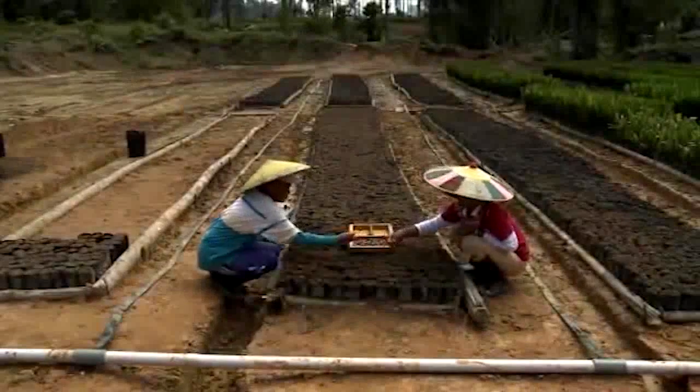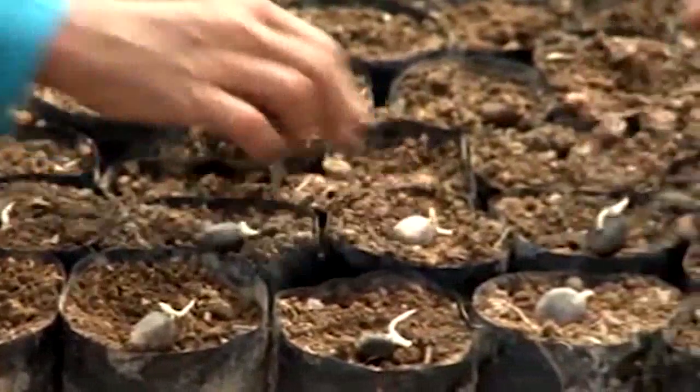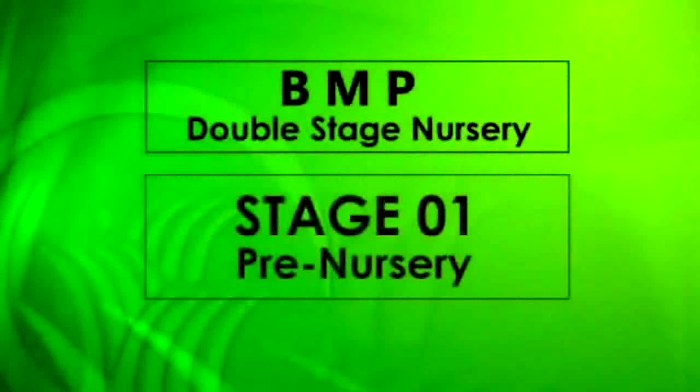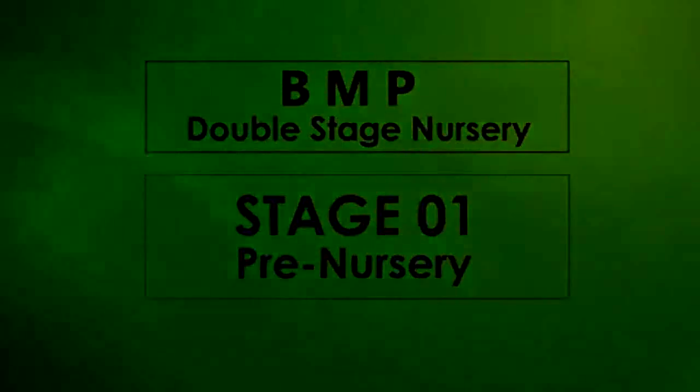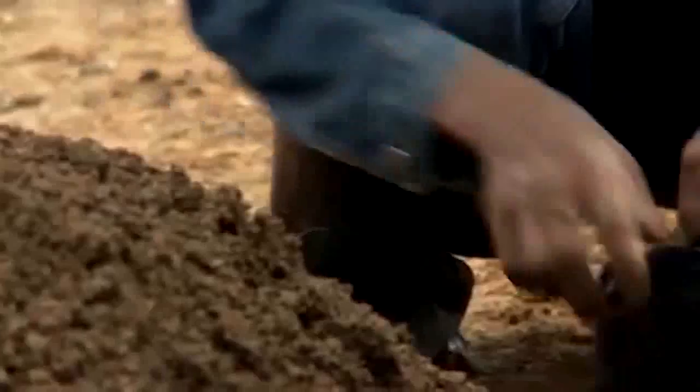In the double-stage nursery system, germinated seeds are initially planted in small black polybags, beginning stage 1 of the 2 stages, pre-nursery. Small polybags in the pre-nursery are 15 by 23 centimeters.